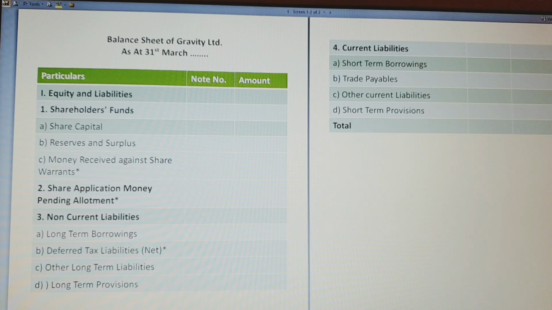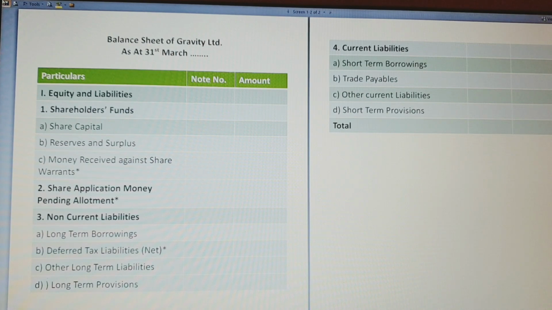Now, shareholders' funds is further broken up as share capital, in which we will have equity share capital, preference share capital, everything there. Reserves and surplus. Now any reserve or surplus, that is those funds which are created or set aside by accumulating profits each year.